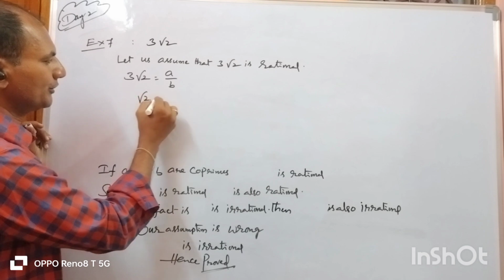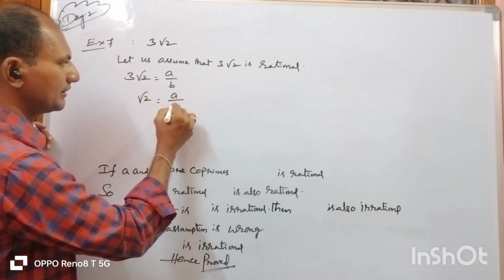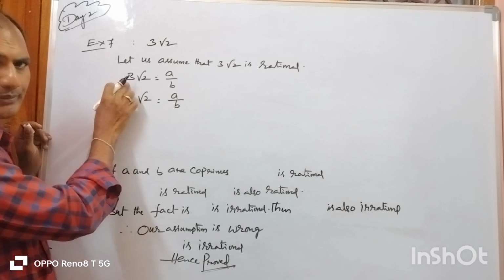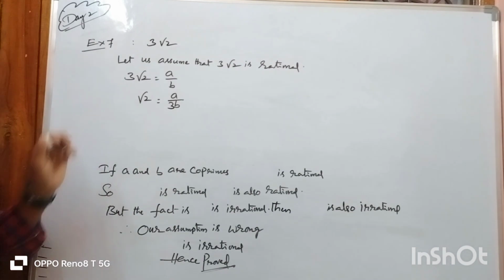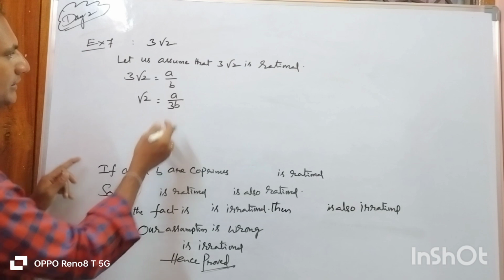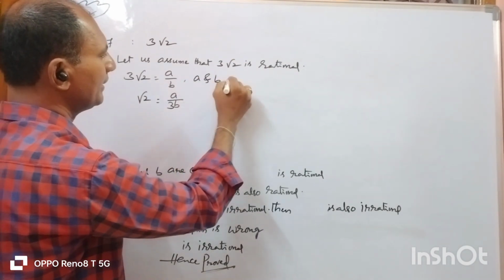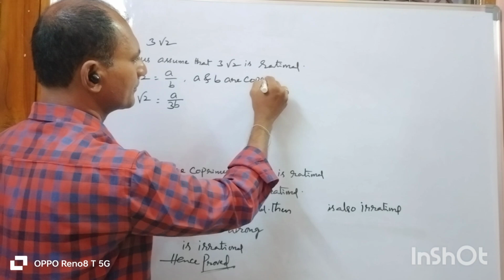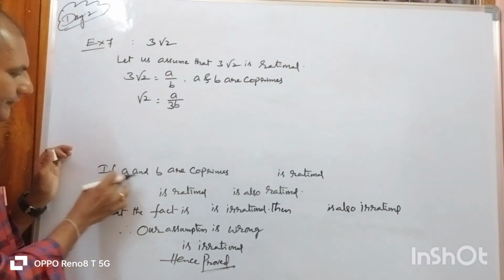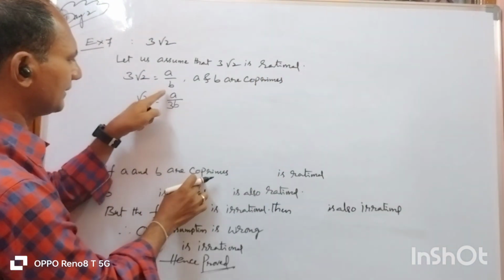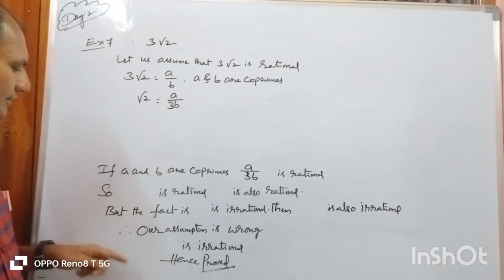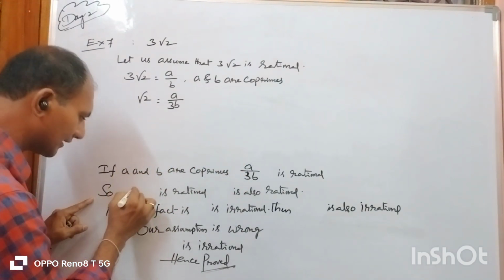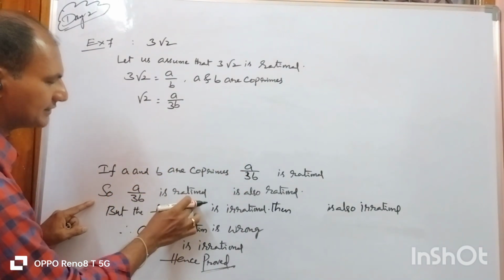So root 2 equals a by b, where 3 is multiplying, comes to the RHS side and will divide. So a by 3b. That's it. So we have to follow these steps again. If a and b are coprimes, then a by 3b is rational.